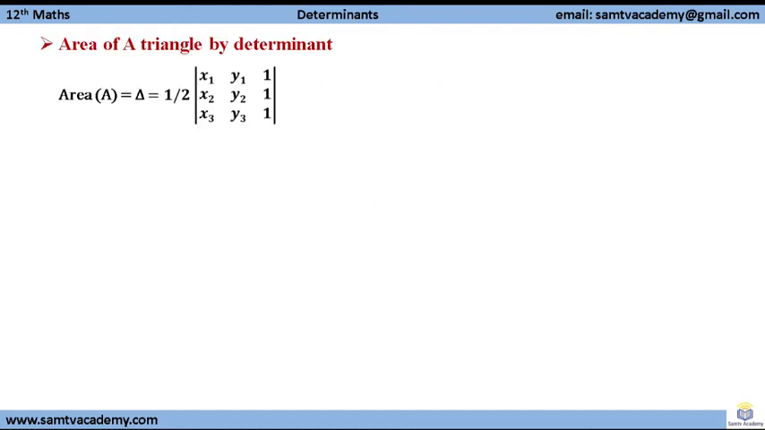So in this, as you know, to find the area of a triangle, you have studied the basic formula if coordinates are given. If you have three coordinates, suppose this is a triangle, and you have three coordinates A (x1, y1), B (x2, y2), and C (x3, y3).